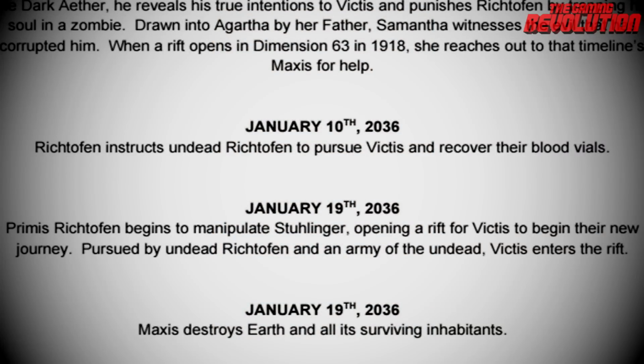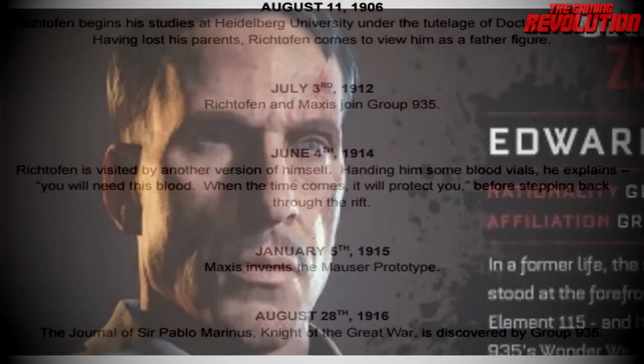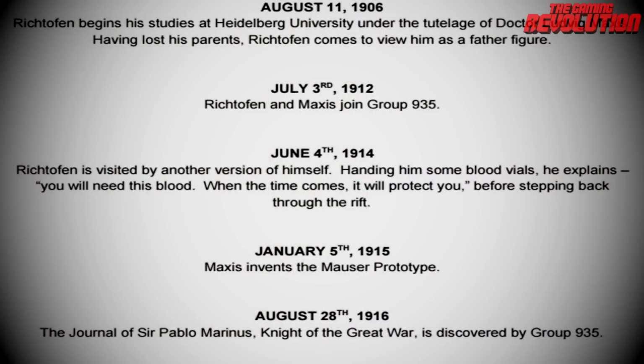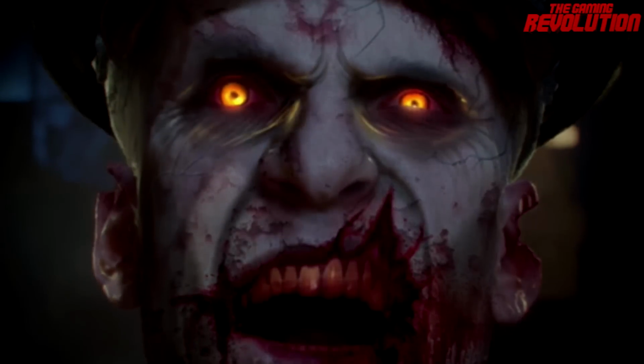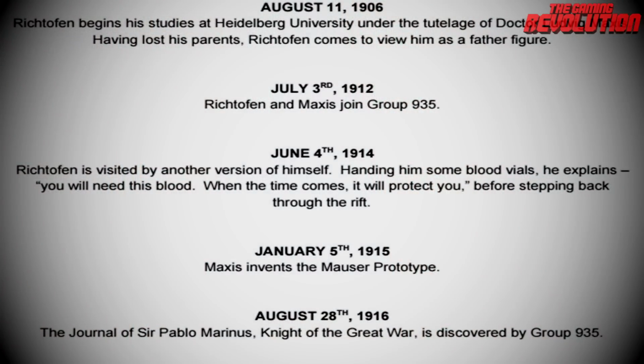However, within Dimension 63, on June the 4th, 1914, Richtofen is then visited by another version of himself. Now, this other version of himself is the undead Richtofen, who hands him some blood vials. He explains, "You will need this blood. When the time comes, it will protect you," before stepping back through the rift.